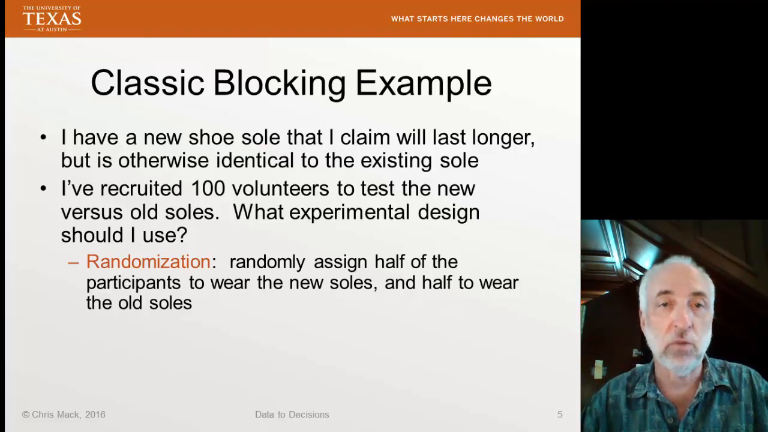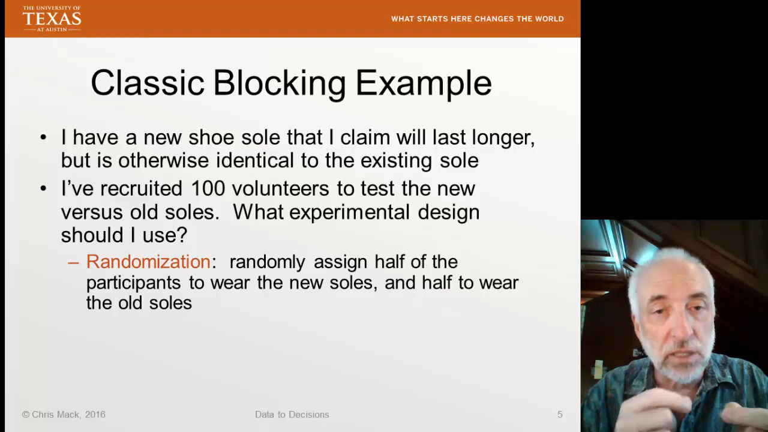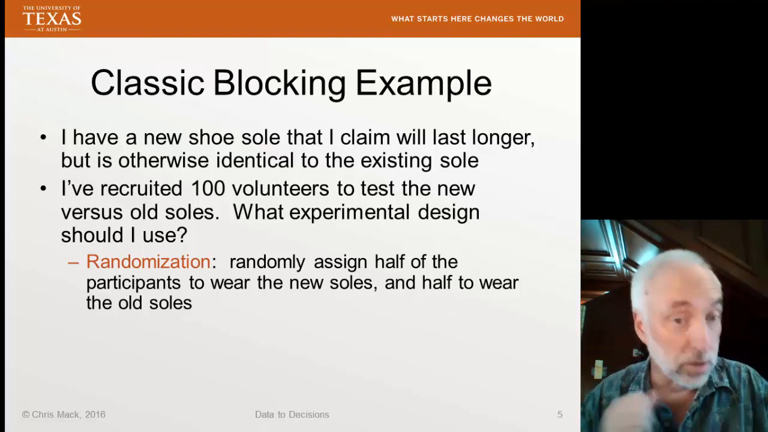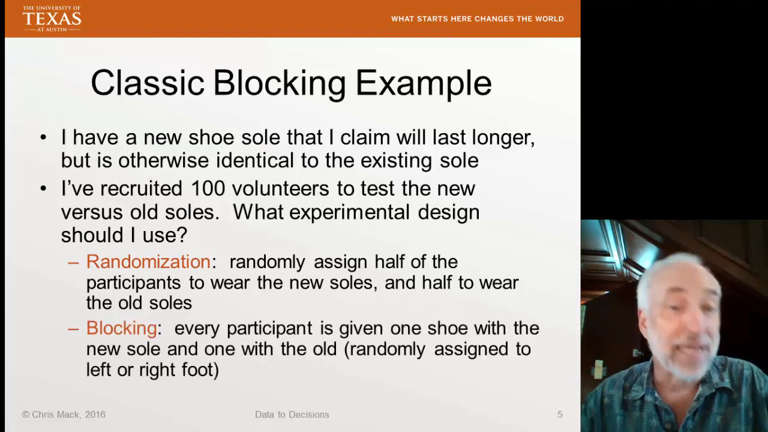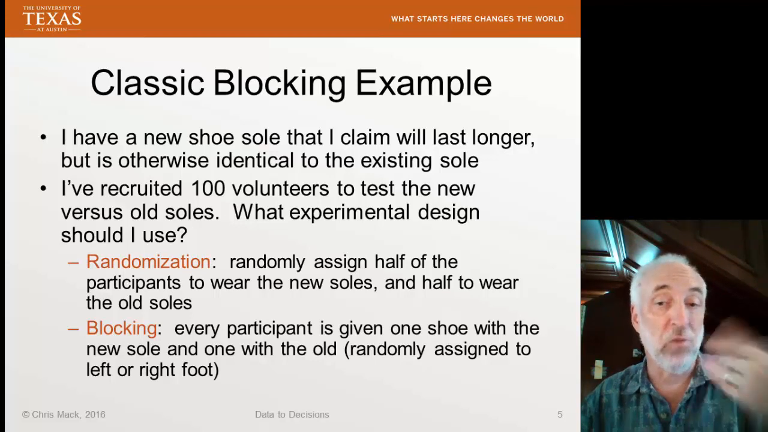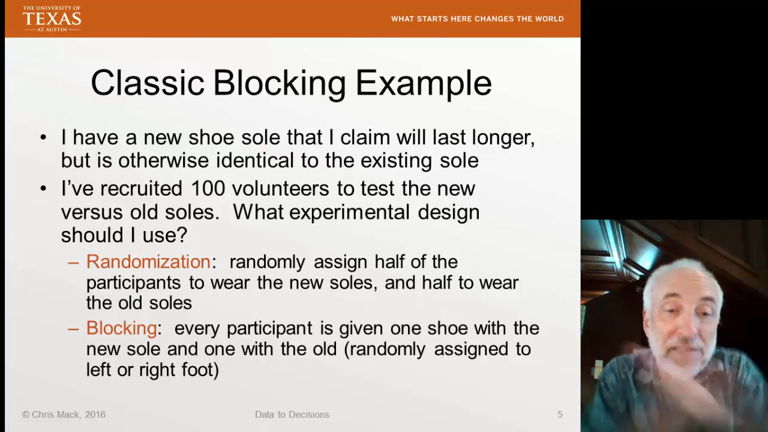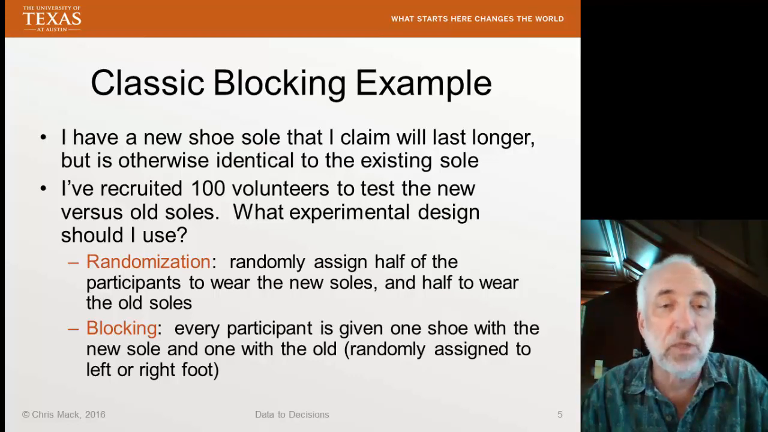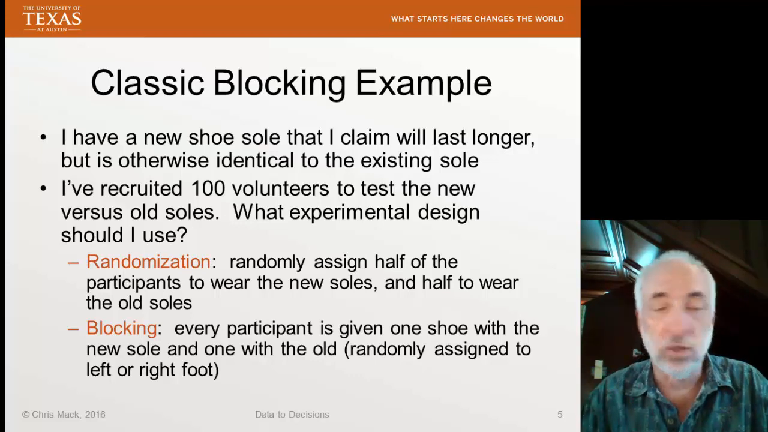And that's where blocking will occur. Remember, in blocking, we want the two things we want to compare to be in the same condition of the nuisance variable. The nuisance variable is a person. So in blocking, I would take every participant and give them one shoe with the old sole and one shoe with the new, randomly assigned to left or right, to make sure there's no bias between them. Then I look at the difference for each individual person.